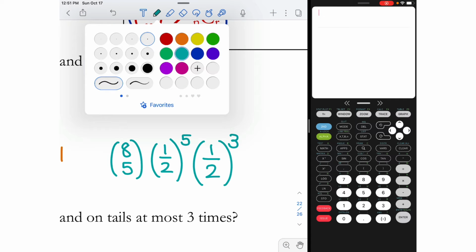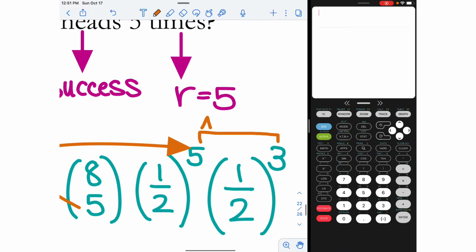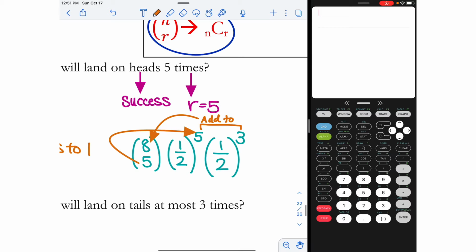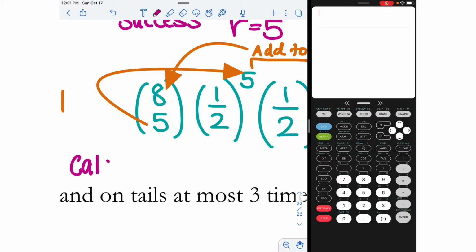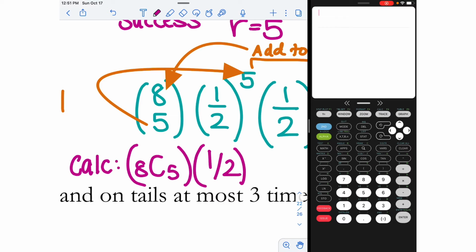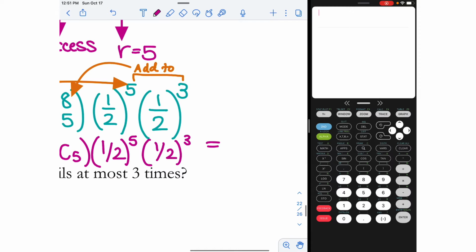Now let me talk about this. The way I memorize it is this. This bottom number is always, always, always the exponent on the first one. And then these two exponents are always going to add to the top number. So 5 plus 3 is 8. Hopefully that makes sense. But what I'm actually typing in my calculator is 8 choose 5, and then times 1/2 to the 5th times 1/2 to the 3rd. And that's going to give me the probability.